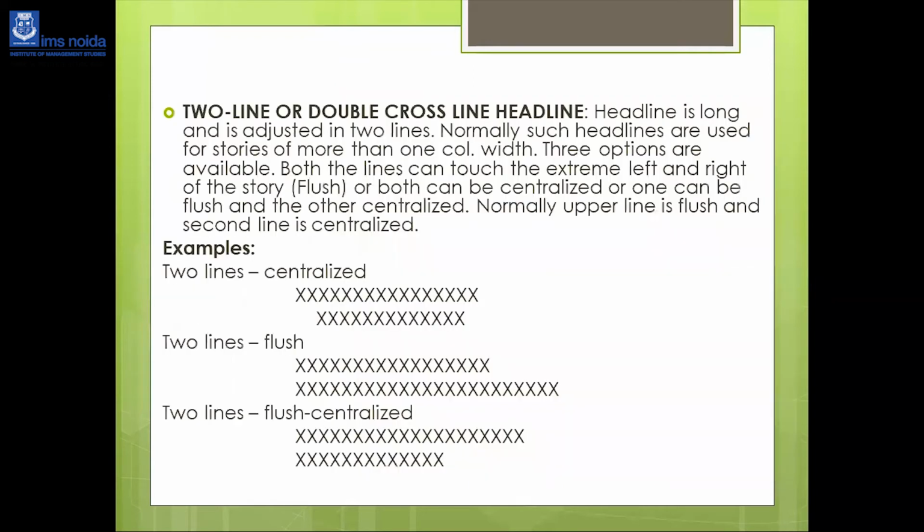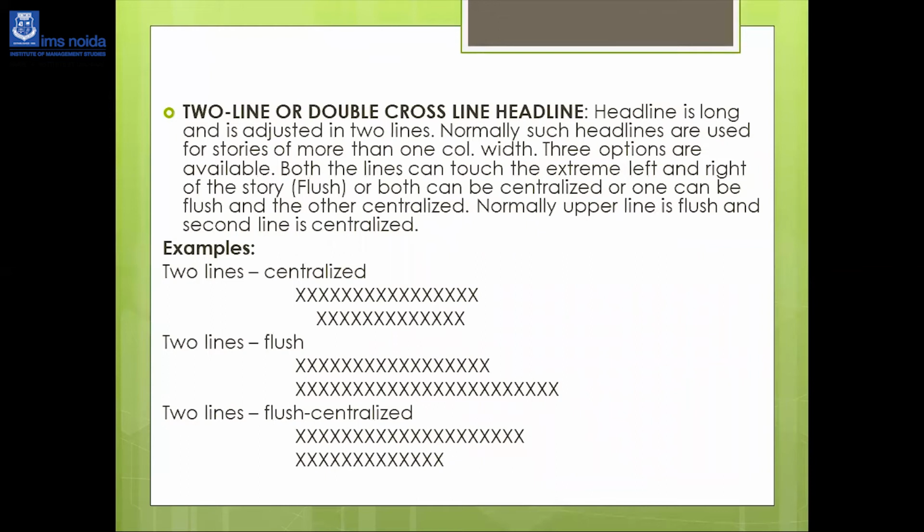The next one is the 2-line or double cross-line headline. The headline is long and is adjusted in 2 lines. Normally, such headlines are used for stories of more than 1 column width. 3 options are available. Both the lines can touch the extreme left and right of the story, or both can be centralized, or one can be flush and the other can be centralized. So normally the upper line is flush and the second line is centralized.